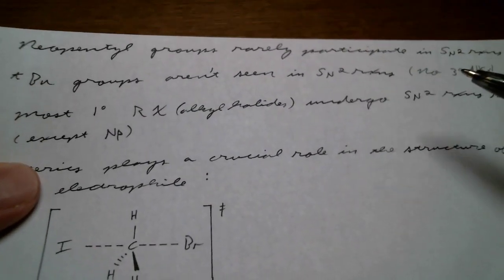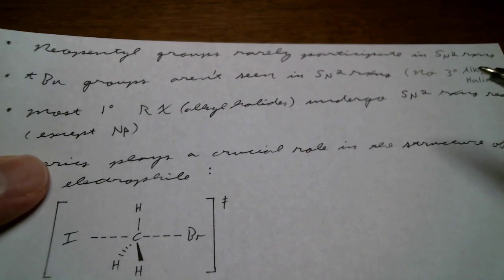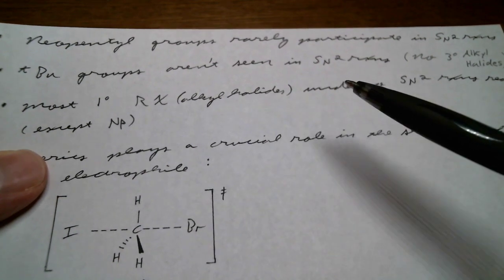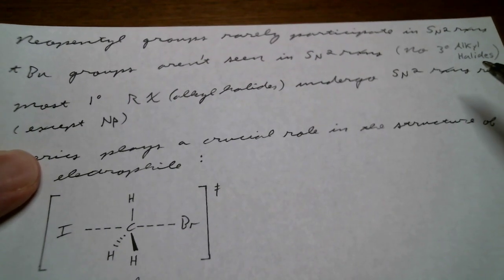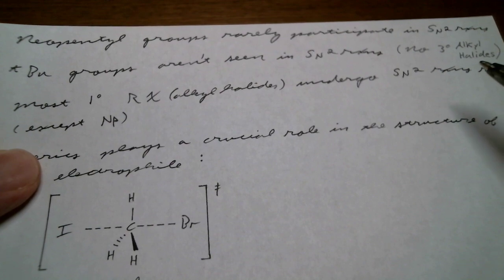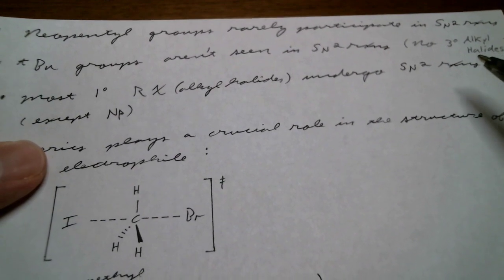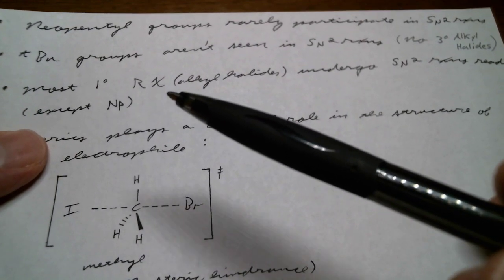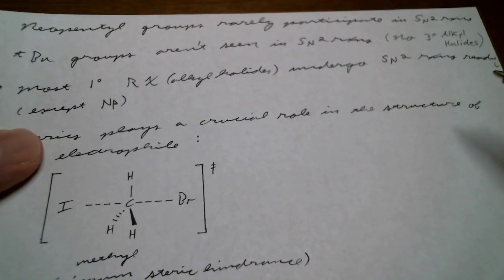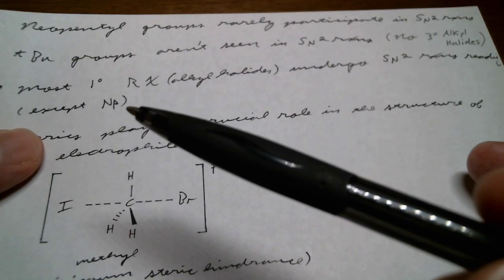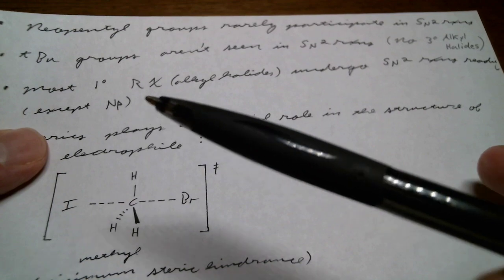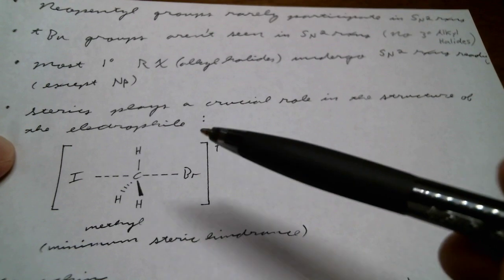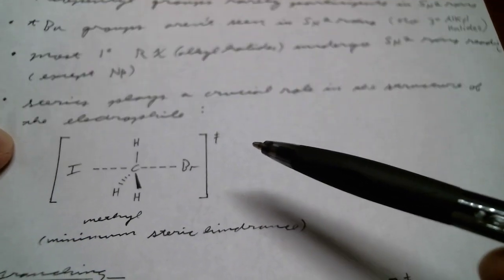Neopentyl groups rarely participate in SN2 reactions. For the purposes of this class, we rule them out. Tert-butyl groups aren't seen in SN2 reactions. In fact, no tertiary alkyl halides will be considered to undergo SN2 reaction mechanisms for the purposes of our class. Most primary alkyl halides undergo SN2 reactions readily, except of course for neopentyl groups, which we saw had a very low rate. And sterics plays a crucial role in the structure of the electrophile.